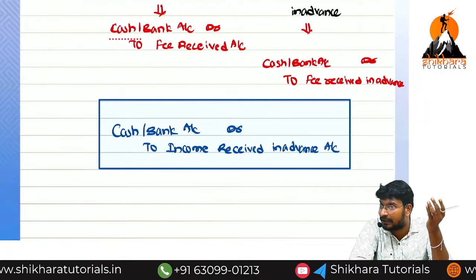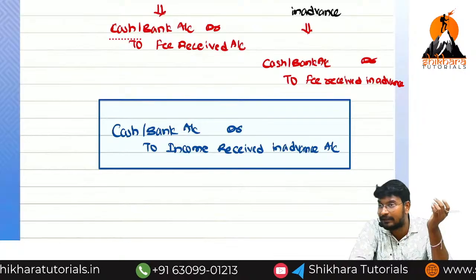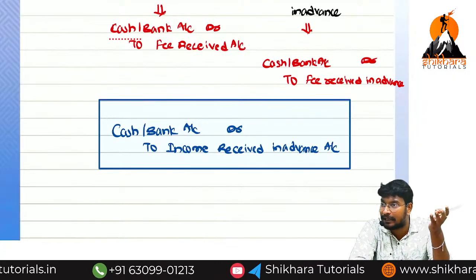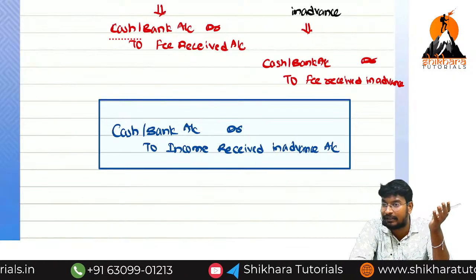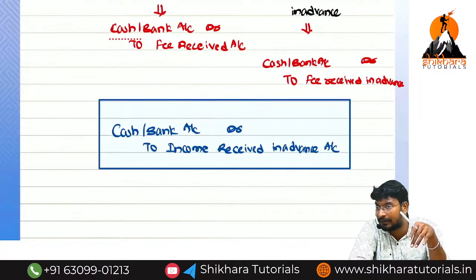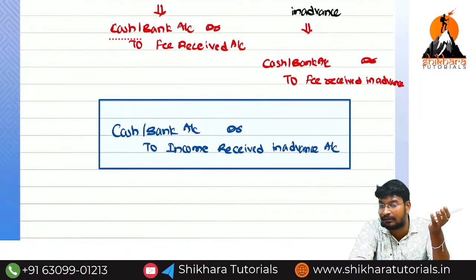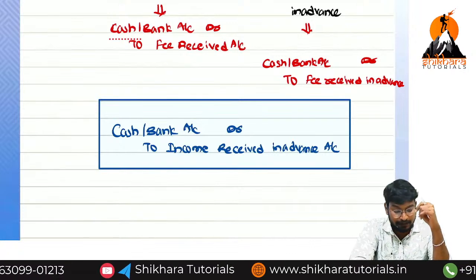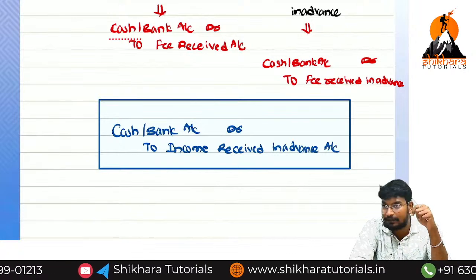What is the entry for the outstanding expenses? Expenses account debited to outstanding expenses account. What is the entry for the prepaid expenses? Prepaid expenses account debited to cash or bank account. What is the entry for the income receivable? Income receivable account debited to income account. What is the entry for the income received in advance? Cash or bank account debited to income received in advance account.